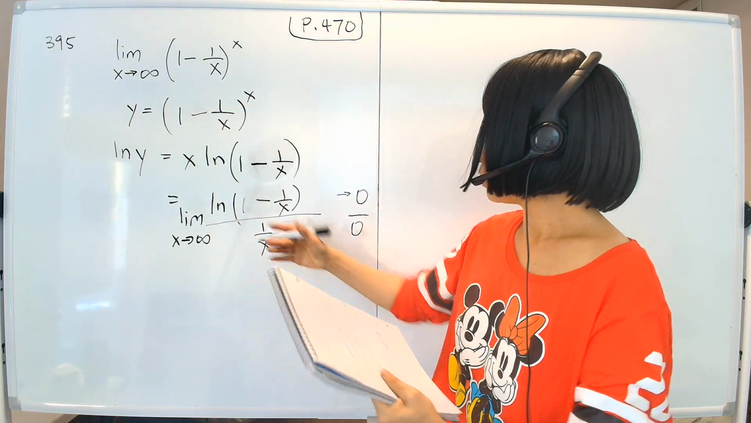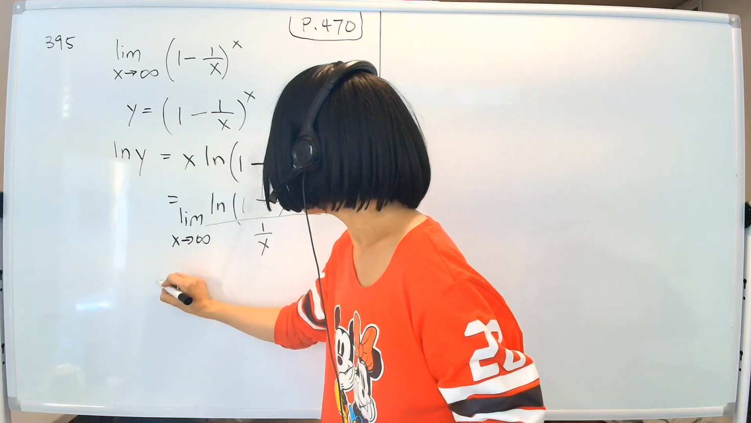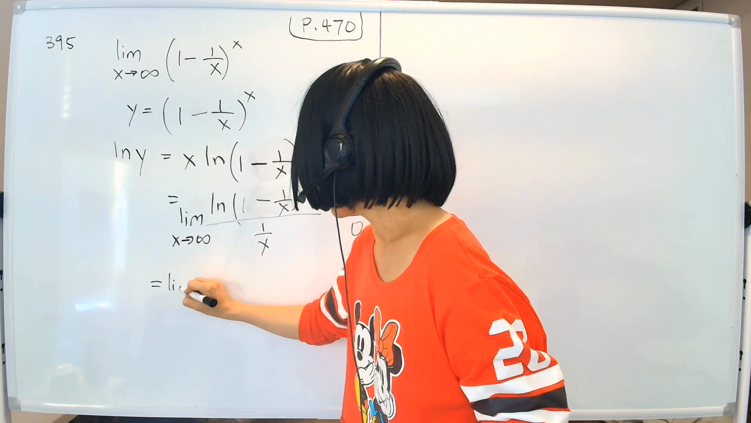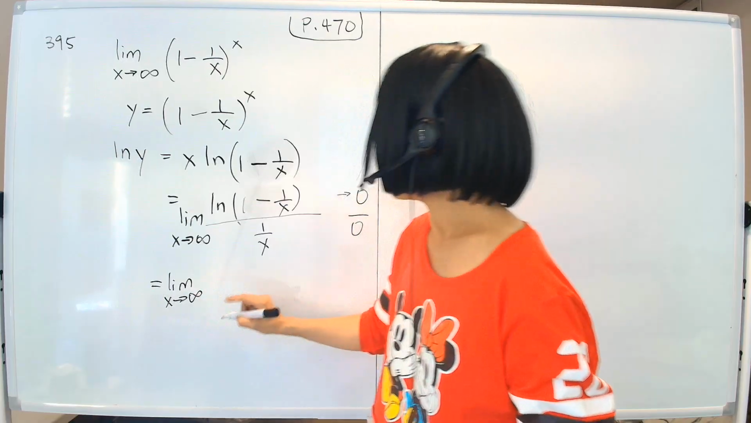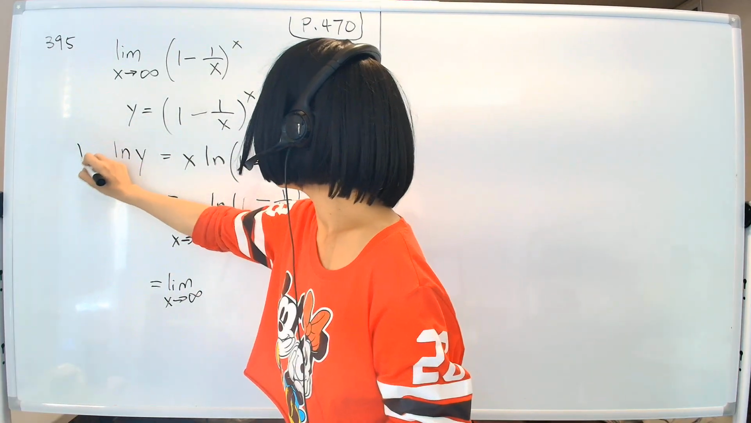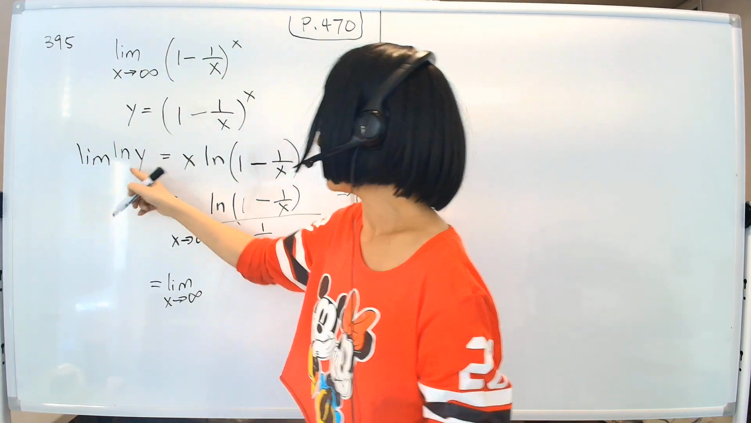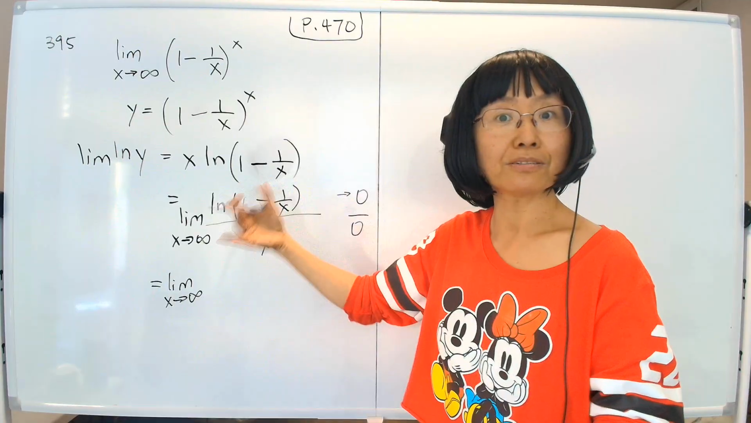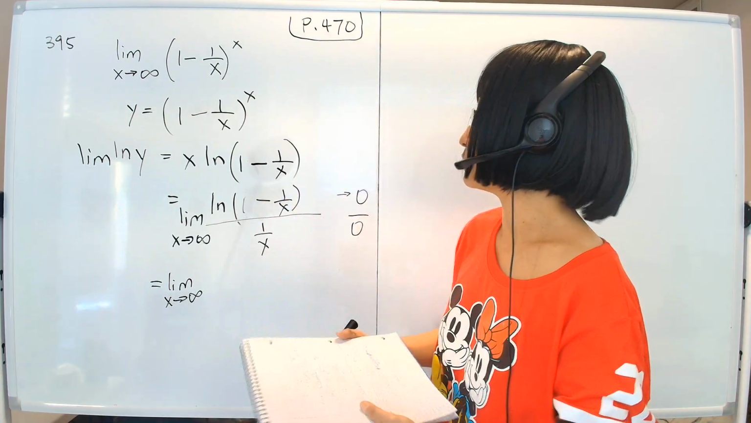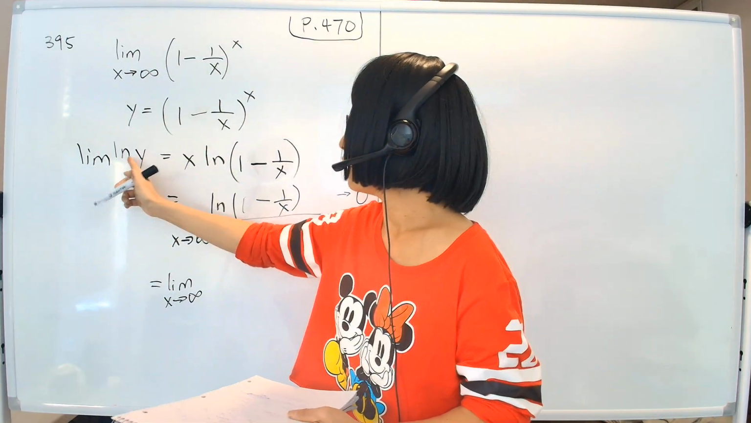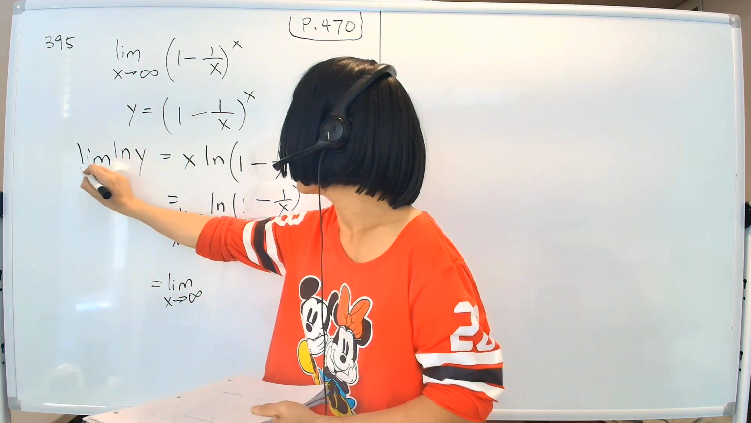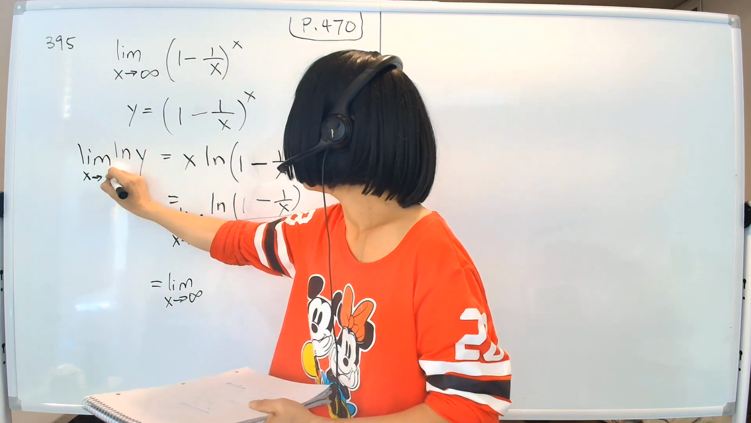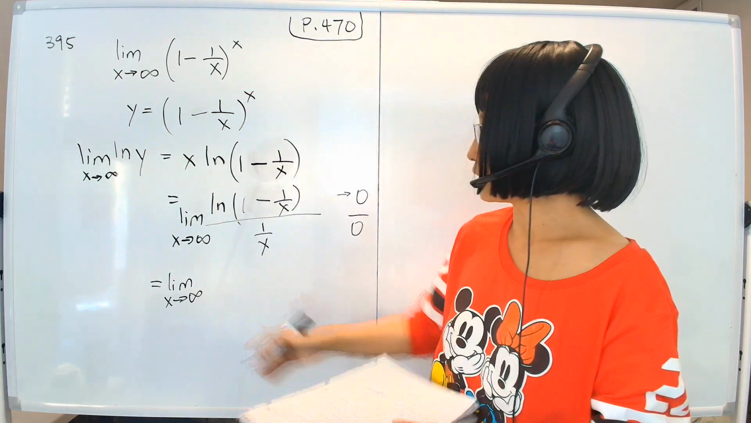Applying the L'Hopital's rule, that equals the limit as x goes to infinity. Now, remember what we're doing here. We're only doing the limit of natural log of y, not y itself. Later, we need to use the e to prop it back up, right? Because we took the limit, we slapped on the natural log, so we later need to do the e. But for now, we'll continue.